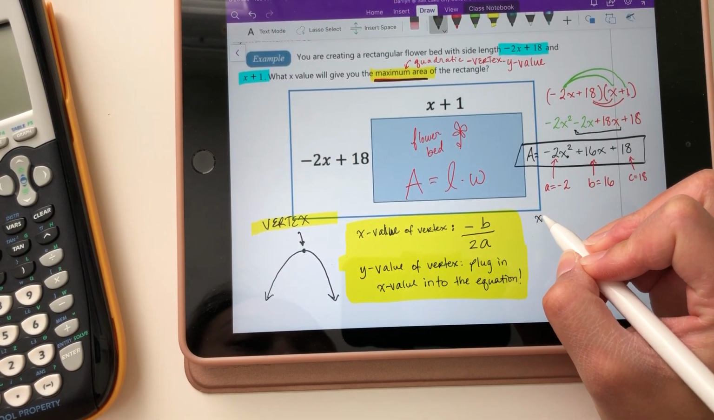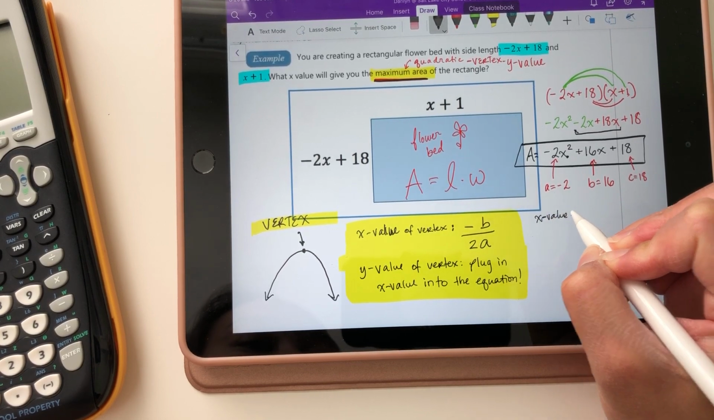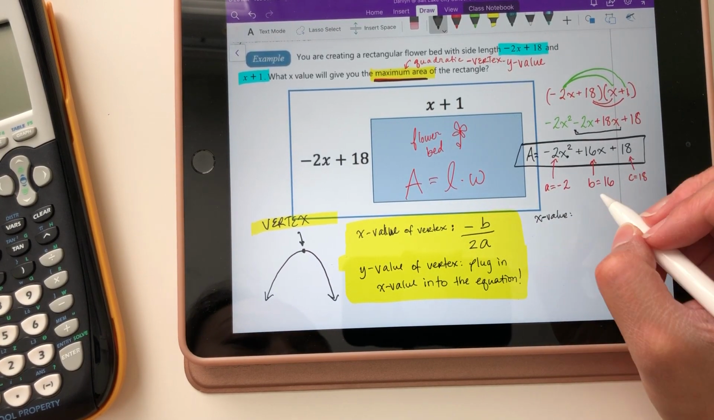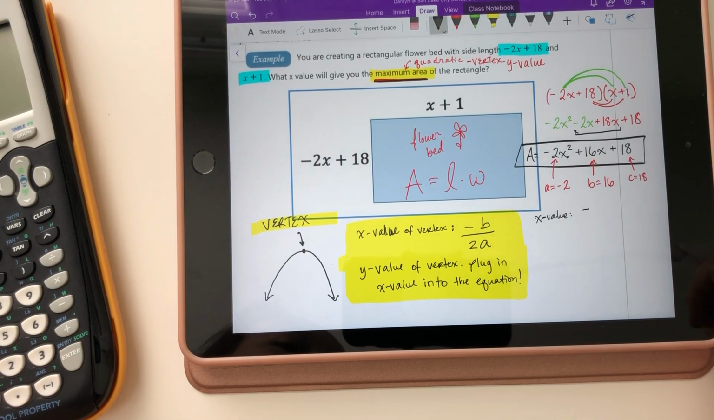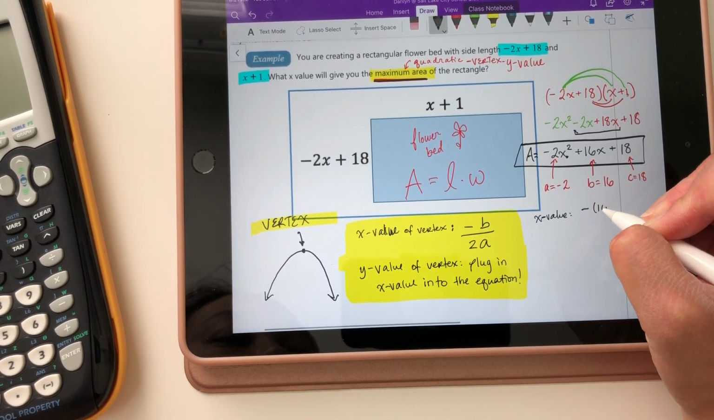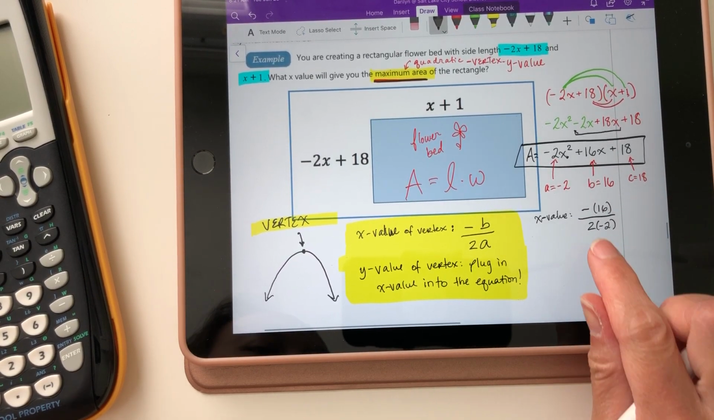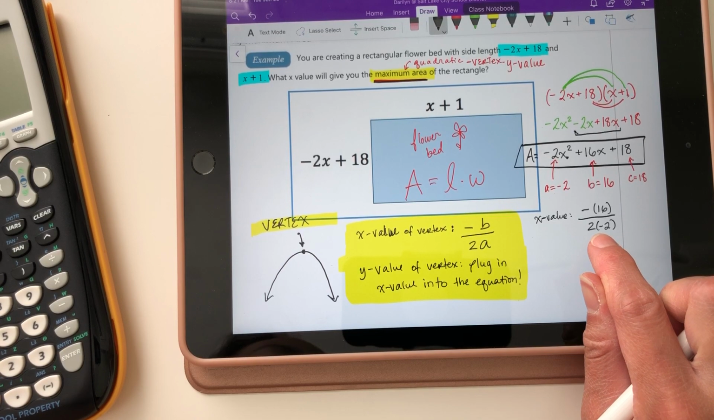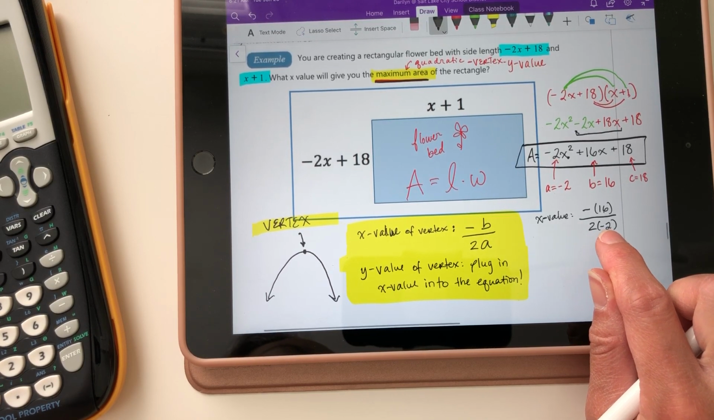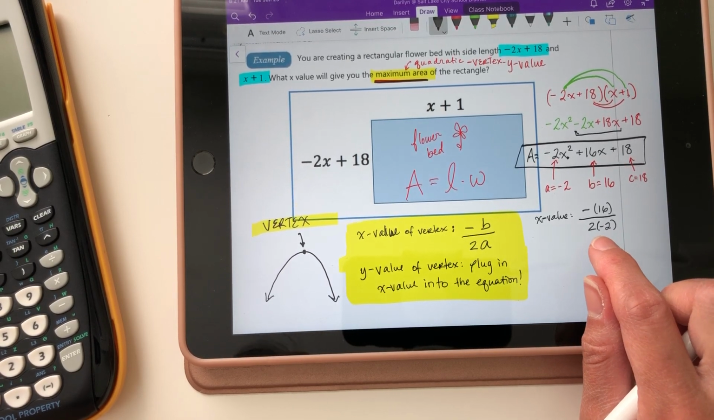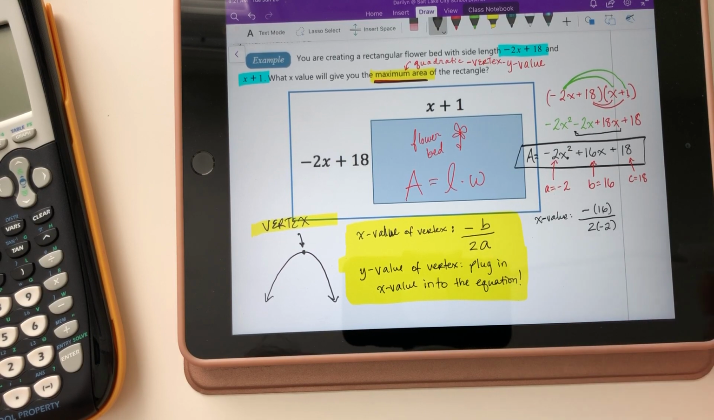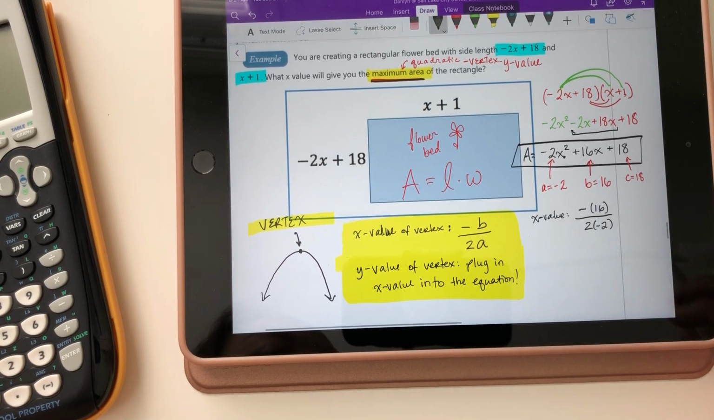So I want the x value of the vertex first, which is negative b over 2a. And anytime I plug anything in, I always put parentheses around it. This is an example of needing to put parentheses. See how I have that 2 times negative 2? If I didn't put parentheses, you might think it's 2 minus 2. All right, so now I'm going to simplify.